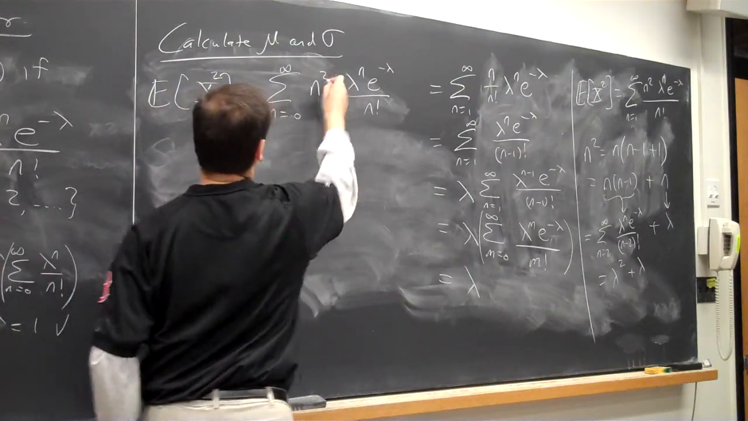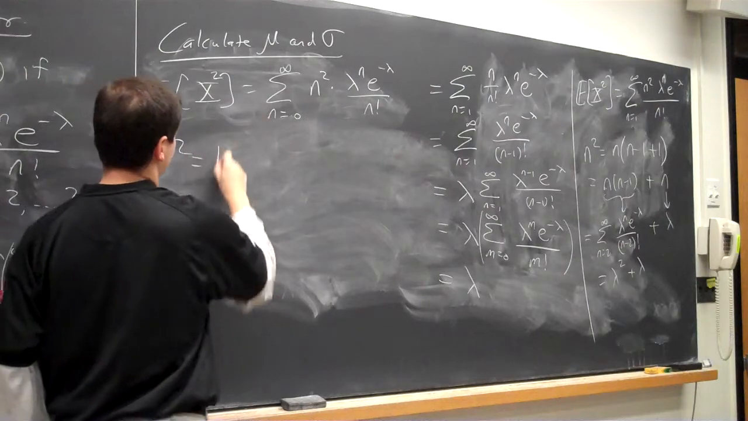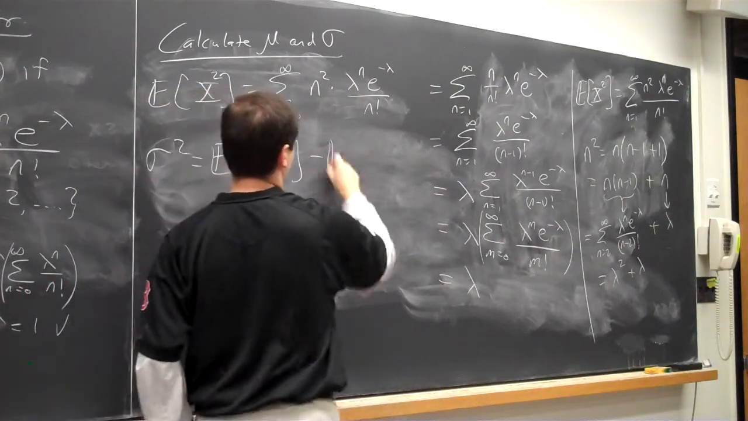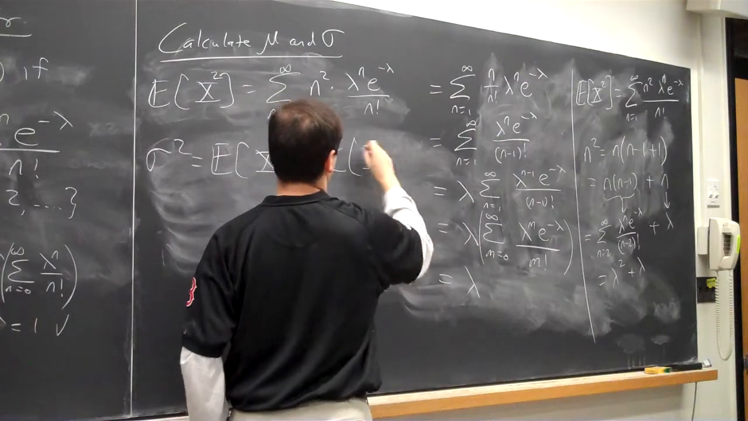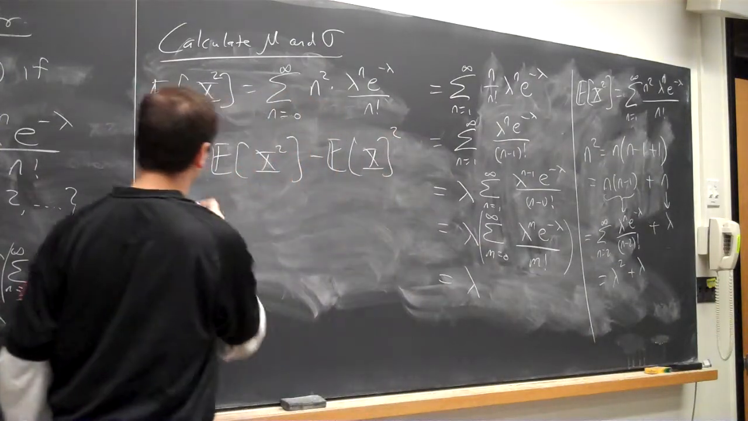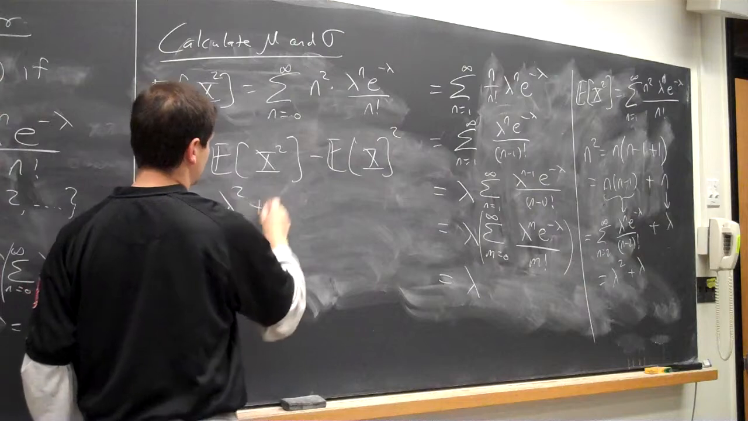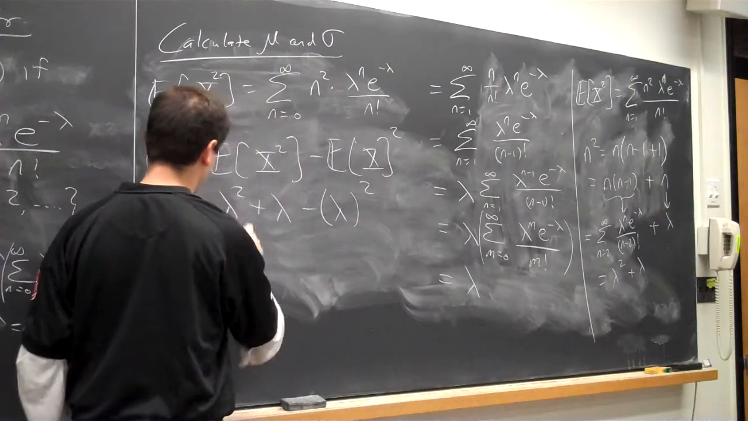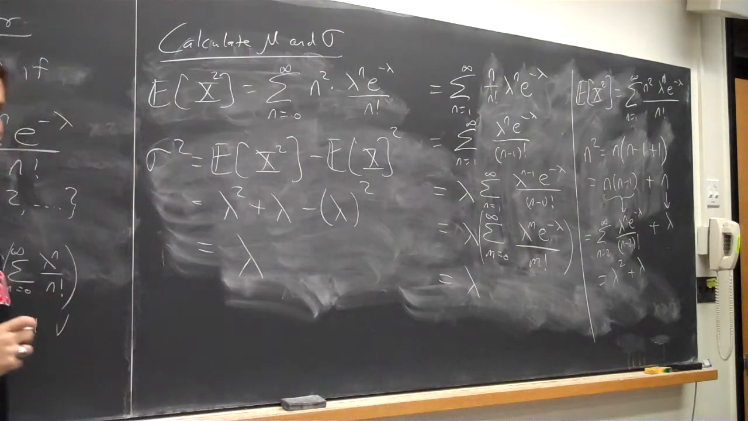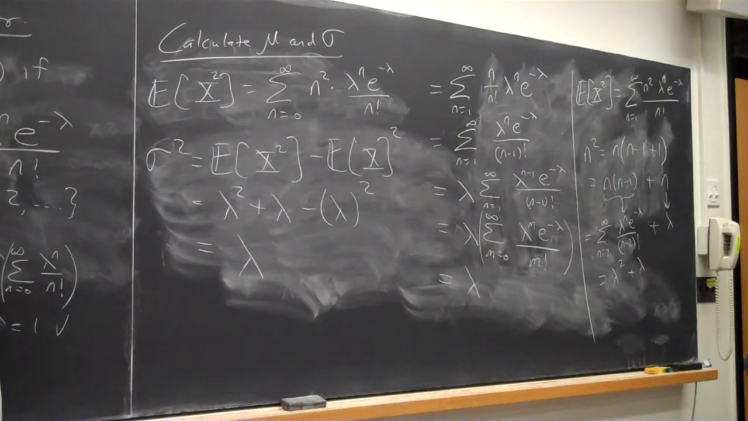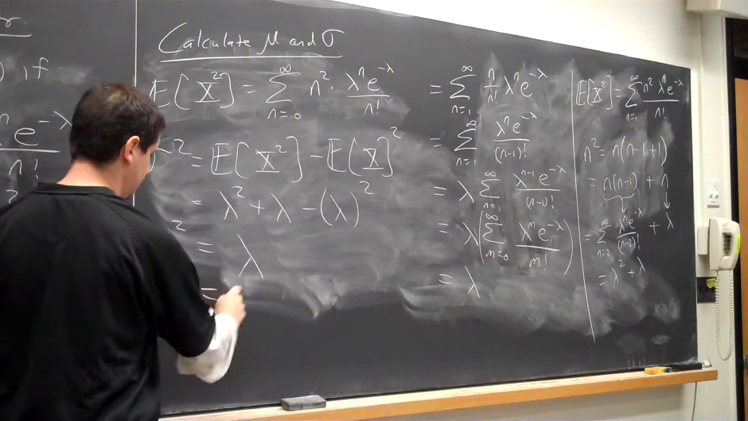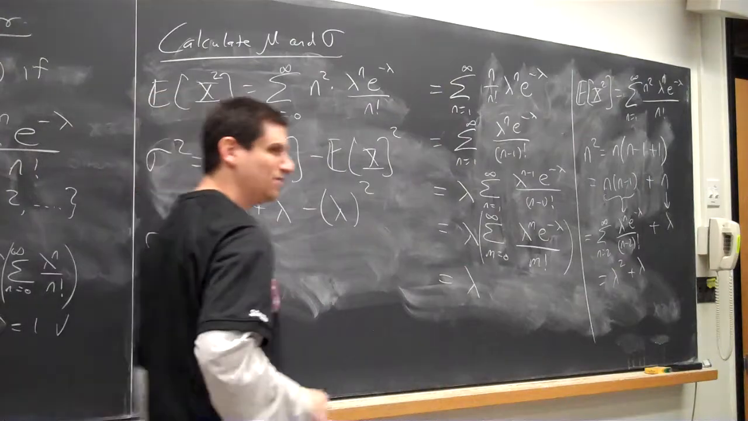So we have the following. The variance is just the expected value of x squared minus the expected value of x, squared. So we get lambda squared plus lambda minus lambda squared. We get lambda. So the variance is lambda. The standard deviation is the square root of lambda.